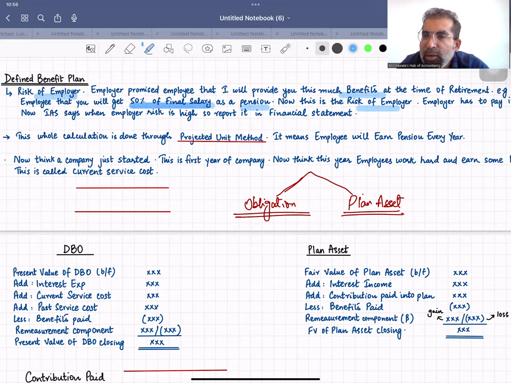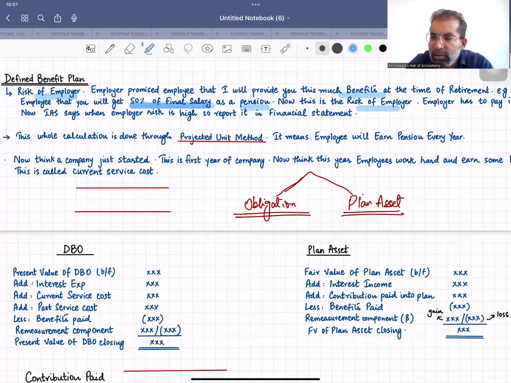I have told the employee that you will get the pension. Your pension will start from the date of retirement, the day you retire, you will start getting the pension till your death. So one more issue: who knows the date of death? It's a very technical issue. So yes, this accounting requires a lot of judgments, and there is a word, actuary. You can search on Google for actuary. There are people who study actuarial sciences, so normally the company hires the services of an actuary for this work.